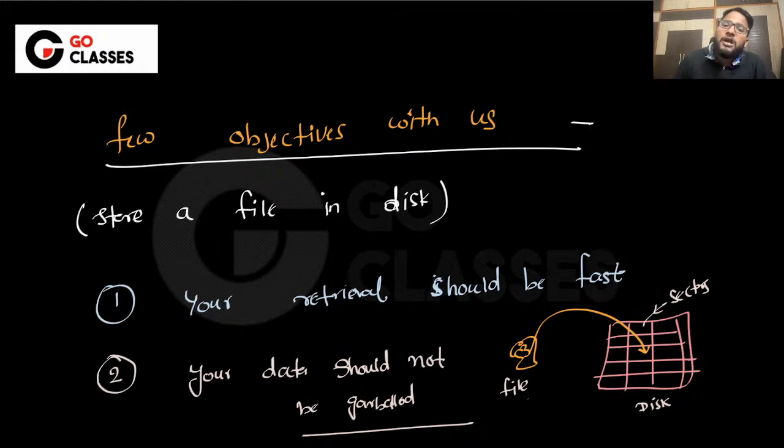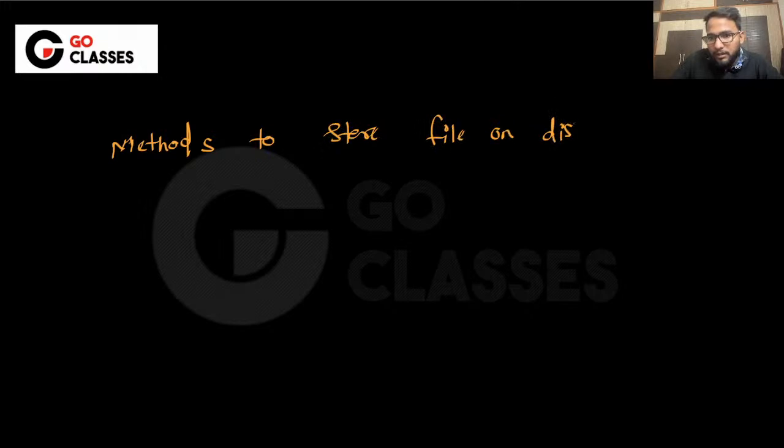Definitely you can think of more, but this is just to give you a feeling of what we are going to do. So now my objective is that we are going to see a few ways, some methods, to store files on disk. There will be many methods, but there are popularly three methods. Method 1, let me write them this way, method 2, method 3.